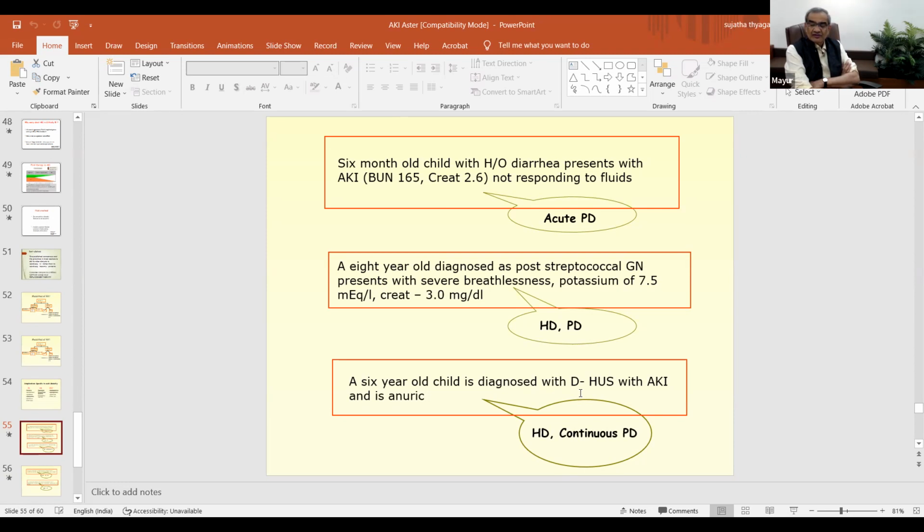Either continuous PD or hemodialysis. Initially, for hemodialysis, you may need to create a temporary access, such as internal jugular or subclavian double lumen catheter insertions. But if the hemodialysis is going to be a prolonged one, then you may need to create a permanent access or put a permcath or go for an AV fistula, and so on. So in this situation, I would consider hemodialysis over continuous PD.